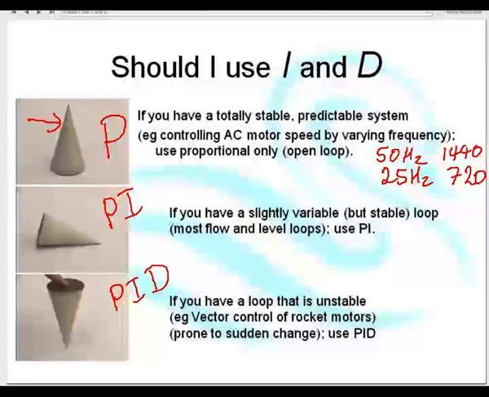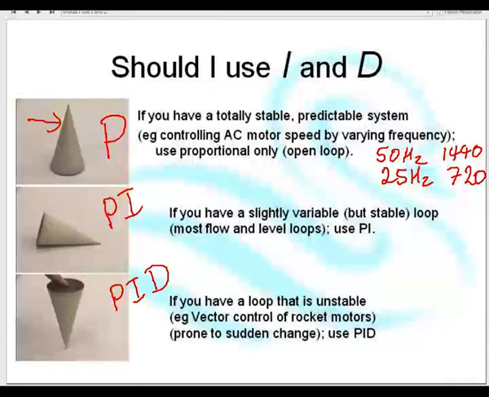Now, if I have a system which is slightly less predictable, such as my cone lying on its side, I know that if I push it for half a second, it will move a certain distance. But if there are imperfections in the table, it might roll back a little bit, or it might roll forward a little bit more. In this case, I need P and I. The P part pushes it a certain distance, say half a second's push. The I part then uses the feedback and monitors it and nudges, monitors and nudges.